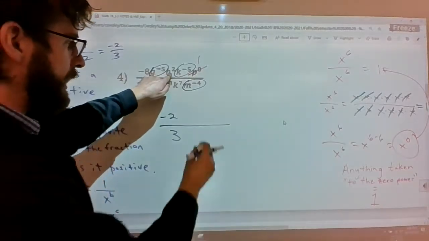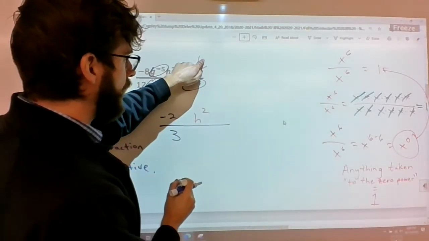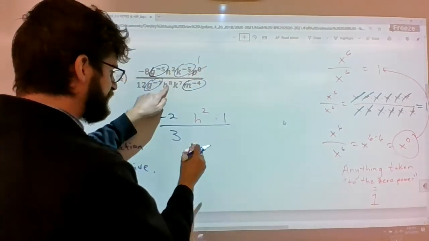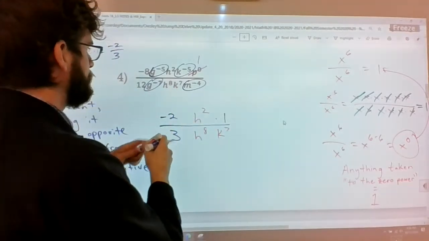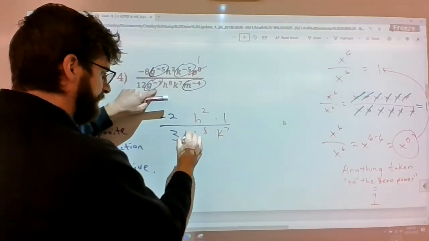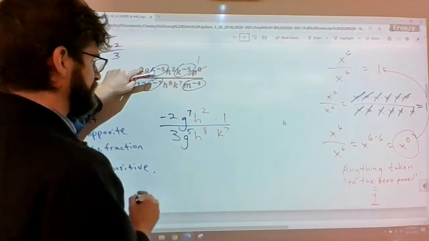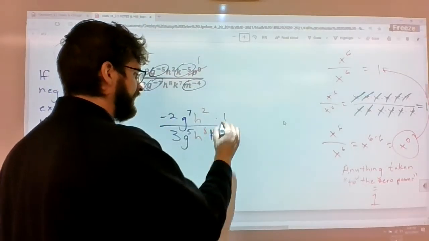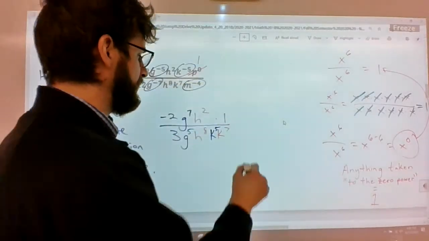So h squared stays. P to the 0 becomes 1. H to the 8 stays. K to the 7 stays. You're going to move g to the negative 5 down, and it becomes g to the positive 5. G to the negative 7 moves up, which is g to the 7. K to the negative 5 becomes k to the positive 5 on the bottom. M to the negative 4 on the bottom becomes m to the 4 on top.